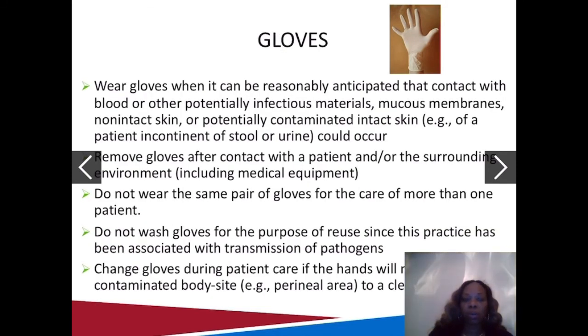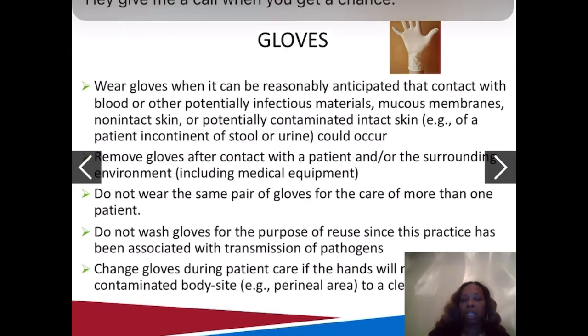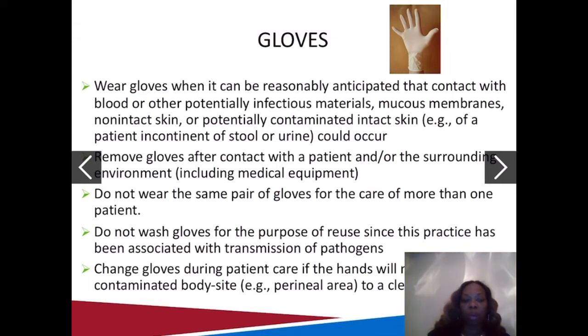You want to wear your gloves when it can be reasonably anticipated that contact with blood or potentially infectious material, mucous membrane, or non-intact skin can occur. Remove your gloves after contact with the patient or the surrounding environment. You don't want to wear the same pair of gloves for the care of more than one patient. You do not want to wash gloves for the purpose of reuse, and you want to change gloves during patient care, especially when you're moving from a contaminated site to a clean site.